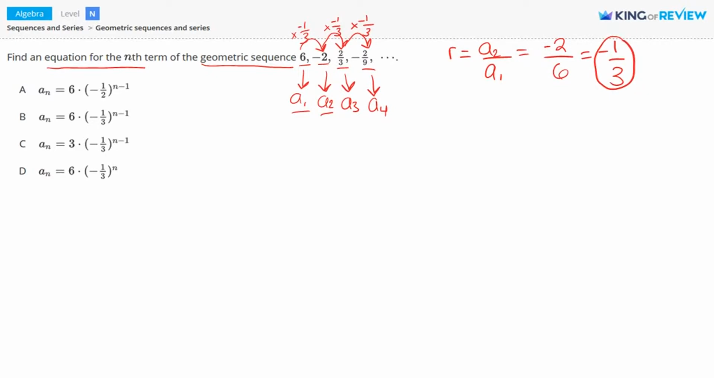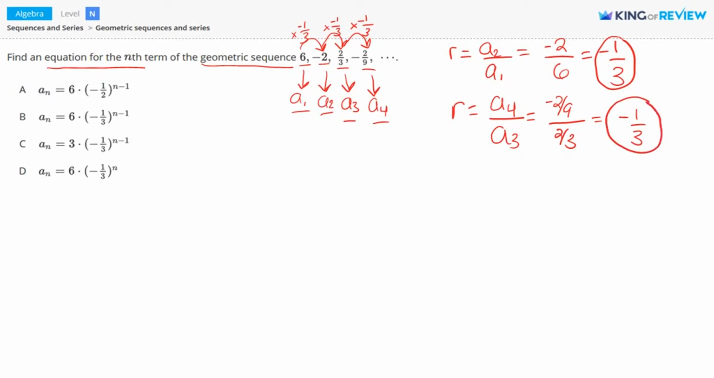Now you can choose other terms to determine the common ratio. So R is equal to A4 over, and we have to choose the previous term, so A4 over A3. In this case, A4 is -2/9 over A3, which is 2/3. So -2/9 divided by 2/3 equals -1/3. So we have the common ratio of -1/3.